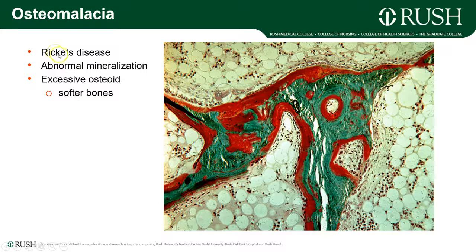Osteomalacia, also known as Rickets disease, is where there's an abnormal mineralization of the bone. In this picture, the green stain is for the mineralized tissue, and the red here is depicting the unmineralized osteoid. So overall, because of the lack of mineral in these areas, the bone is softer. So it's referred to as a soft bone disease.